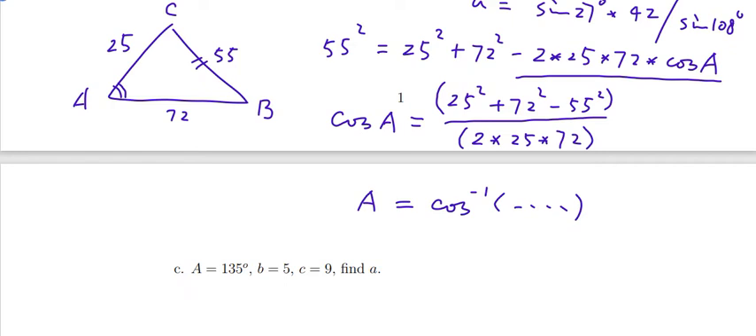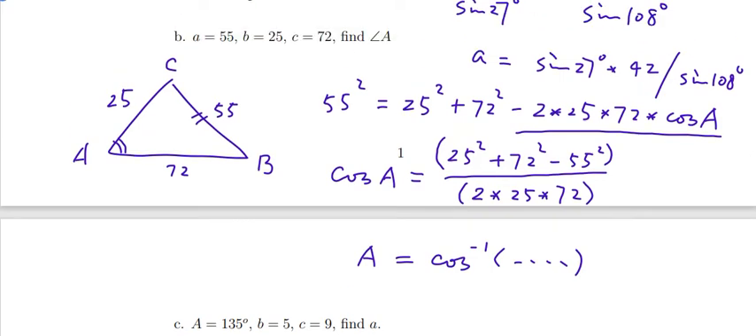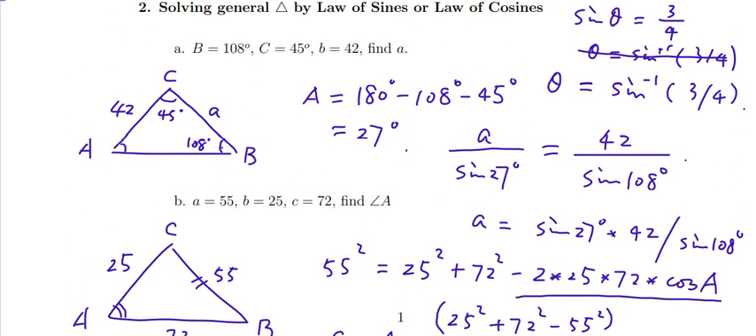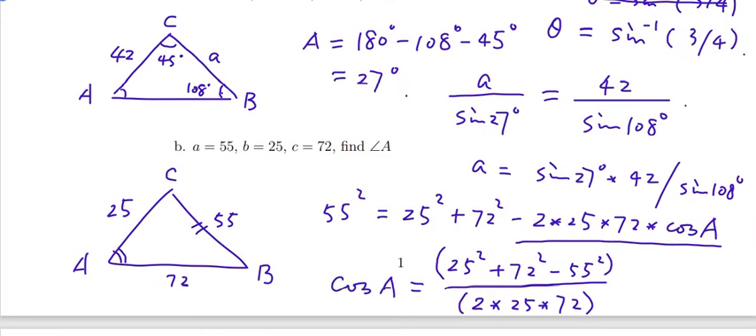This angle, we usually use degrees, right? For triangles, for trigonometry, we usually use degrees. Okay. So problem A and problem B are very clear. For A, we should use the law of sines. For B, we should use the law of cosines.